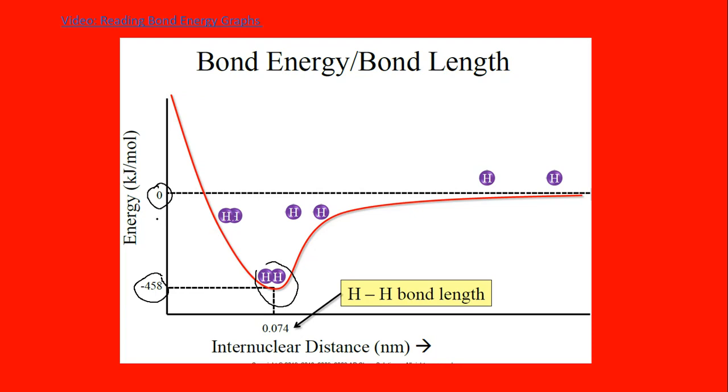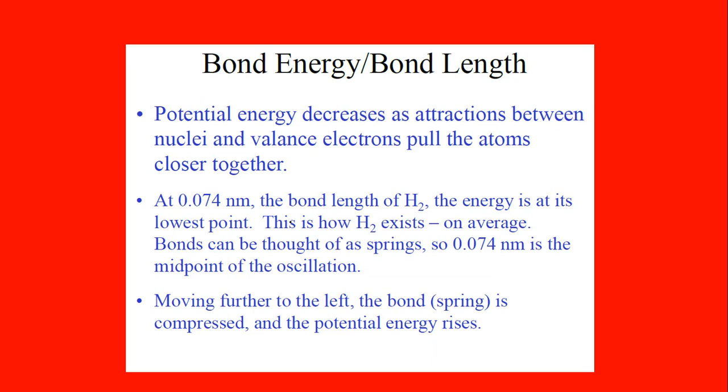Up here, you have a less negative energy, so it's not going to form because there's not enough energy being freed. Up here too, again, there's not enough energy being freed. You see this video link up here, and I'll attach this link to this reading bond energy graphs video in our Schoology as well.